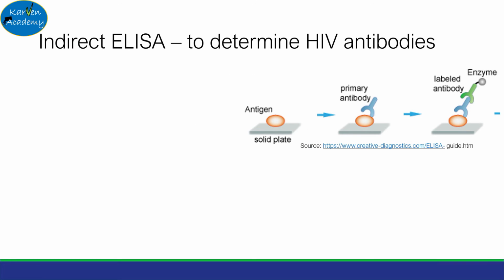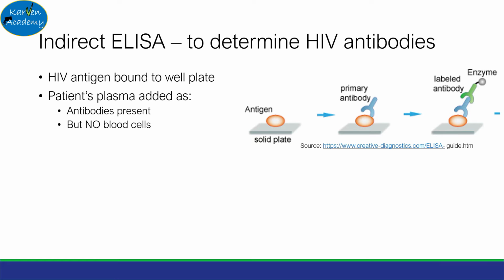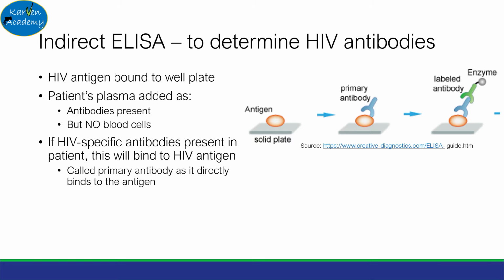In this example, we will look at identifying if an individual has antibodies to the HIV virus. Firstly, the HIV antigen is bound to a well plate. Then, the patient's plasma is added, because plasma contains antibodies, but it does not contain blood cells, which may interfere with the results. If the individual has HIV-specific antibodies, this will bind to the HIV antigen, and we call this the primary antibody as this directly binds to the antigen, as I showed previously.